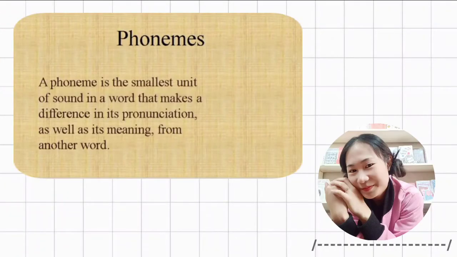Phonemes. What is the meaning of phoneme? A phoneme is the smallest unit of sound in a word that makes a difference in its pronunciation, as well as meaning, from another word. Phonemes are always written between two slashes. For instance, the letter B usually makes the sound slash B slash.